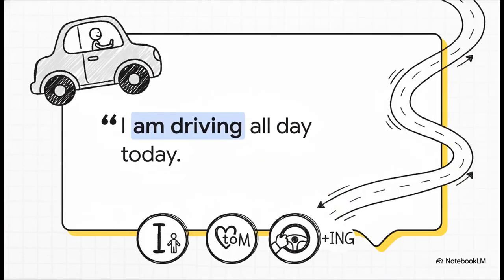Let's see this recipe in the wild. Here we have our subject, I. The to-be verb that goes with it is am, and our main verb, drive, gets that ing added to it, so it becomes driving. Put it all together, I am driving. A perfect, simple example of that formula at work.